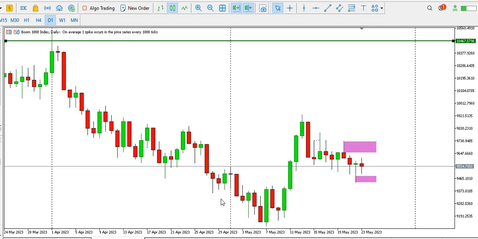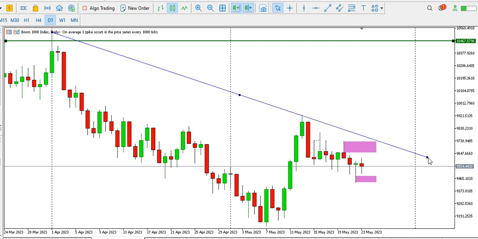Today we'll be looking at how we can trade boom and crash index on the lower time frames. Okay, I have boom 1000 index on my screen on the daily time frame, and what I can see on the daily time frame is that price has formed a bearish structure.